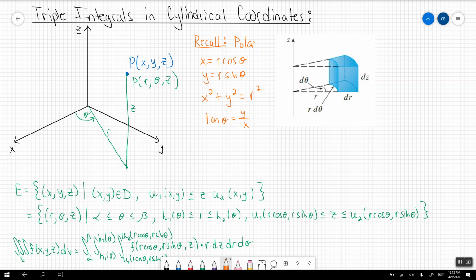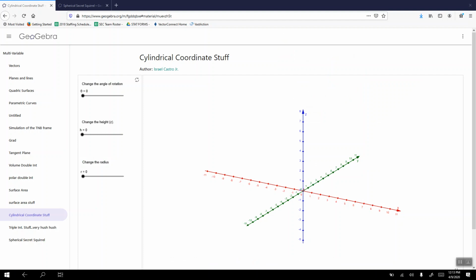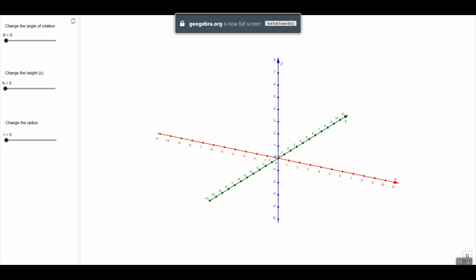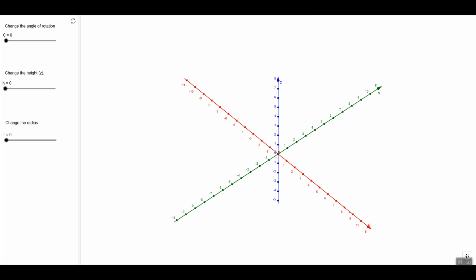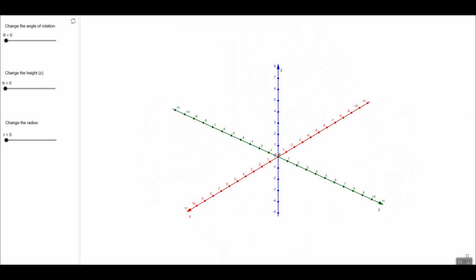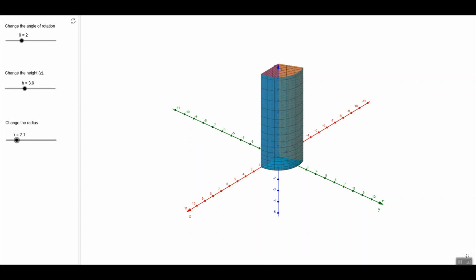So follow me along. All right, here I have GeoGebra, and here we're going to be working with these cylindrical coordinates. Let's reorient this. There we go. For our view, we have our x coordinate, our y coordinate, and then our z coordinate here. On the left hand side, I've created some sliders that I want to move. I'm just going to move some of these. There we are. Let's change the height a little bit more. Let's make this less. There we are.